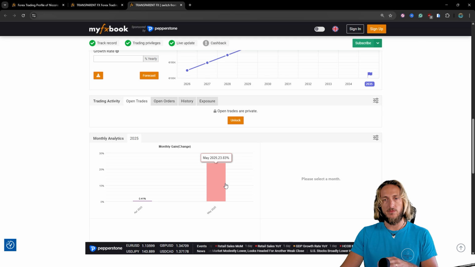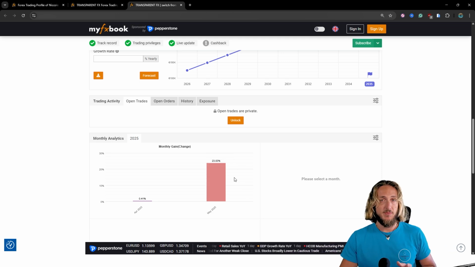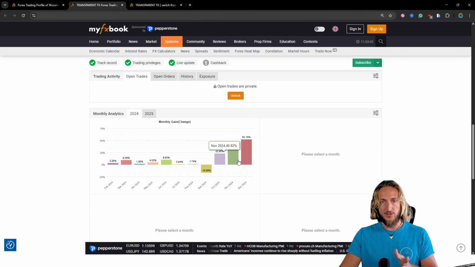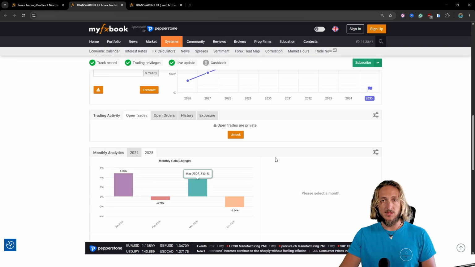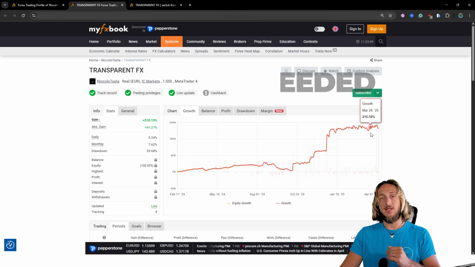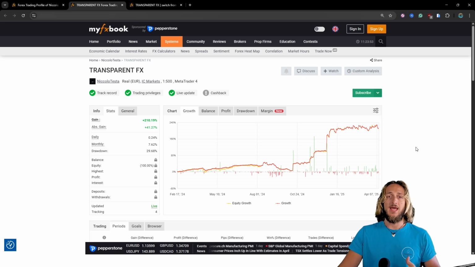This, by the way, has been one of my biggest months. This was a very nice month here in May. And as you can see, this is a multi-year track record, many months, thousands of trades of performance. Now, something like this is very needed. People should be sharing this, and not many people are doing this.